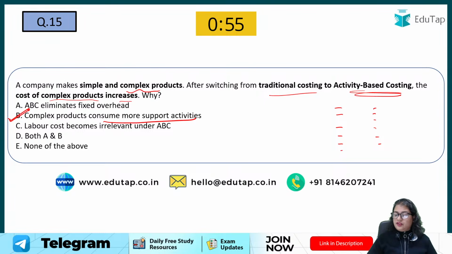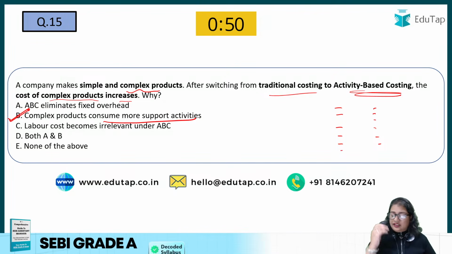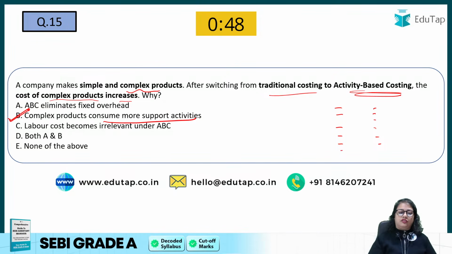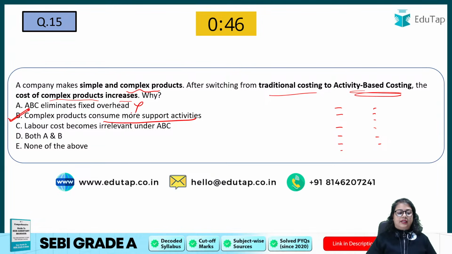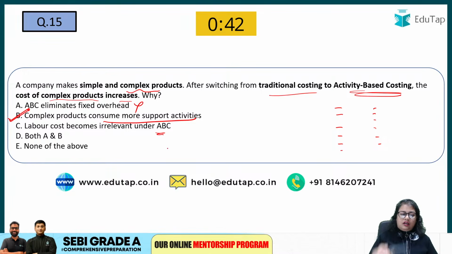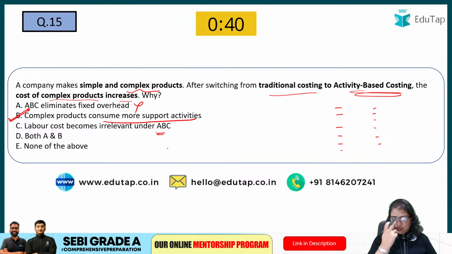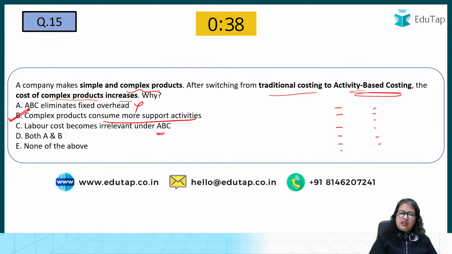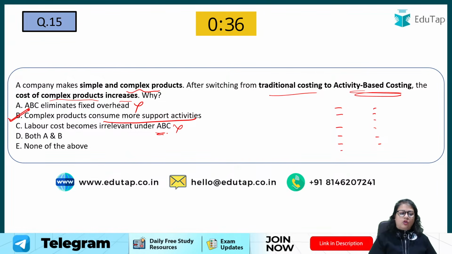ABC eliminates fixed overheads. No, it does not eliminate anything, it includes the variable also and fixed also, this is wrong. Then labor cost becomes irrelevant under ABC. Again here also we are not excluding the labor cost or material cost or anything, so this is wrong. So both A and B can't be right because A is wrong, right? And none of the above can't be right either. So the answer is B, complex products consume more support activities.